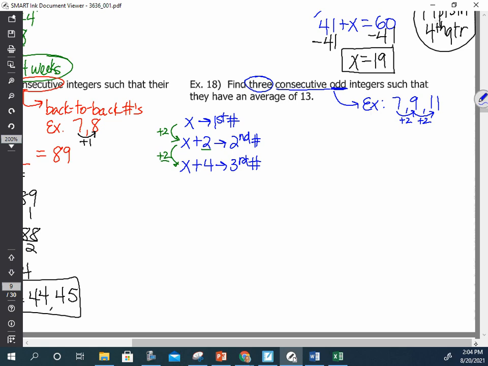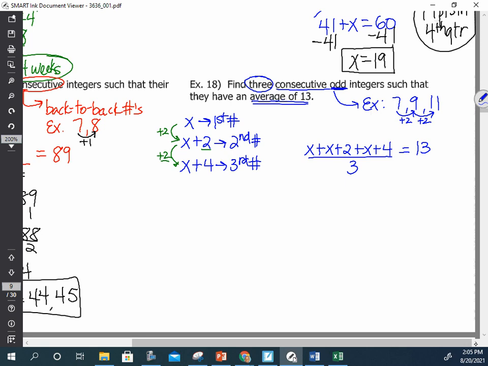So find 3 consecutive odd integers such that they have an average of 13. So we're working with an average again. So average means take your numbers and add them up. So that's x plus x plus 2 plus x plus 4. Divide by the number of numbers you have. This is 3 numbers. So divide by 3. We need an average of 13. So now we've got enough to be able to solve this out.